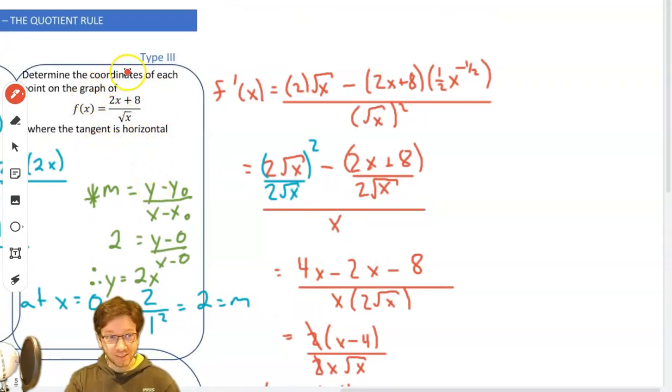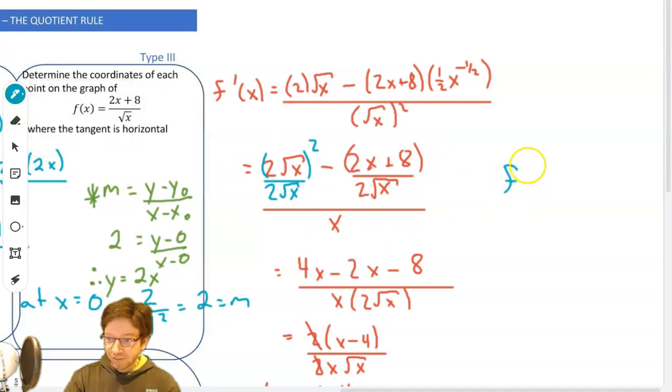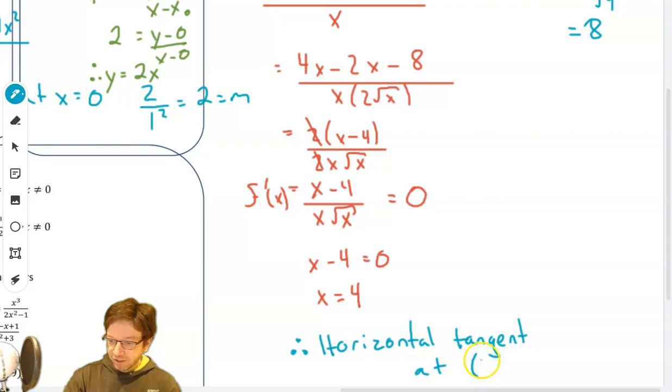But it asks for the coordinates. So we have our x coordinate, it's 4. So then we need to figure out what the y coordinate is. The y coordinate would be f of 4. We're just substituting 4 back into our original function. It's 2 times 4 plus 8 over the square root of 4. So that's 8 plus 8 is 16 divided by 2 is 8. So, therefore, horizontal tangent at these coordinates, 4 and 8.